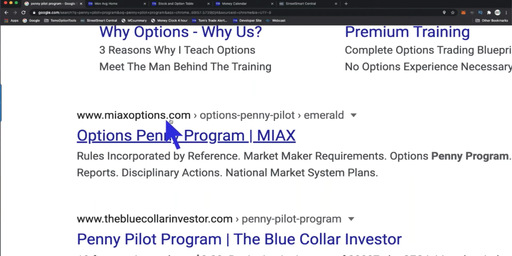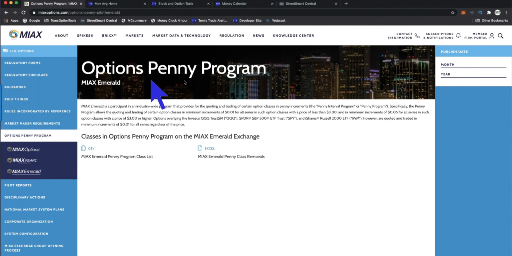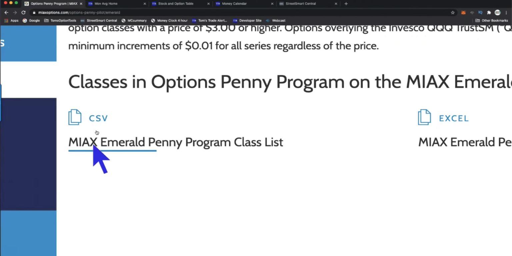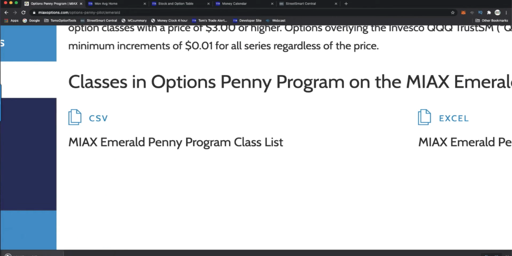Let me turn on the big mouse: meaxoptions.com. If you click on Options Penny Pilot Program like I just did, it's going to bring you to the Options Penny Program. All you have to do is come right down here where it says MEAX Emerald Penny Program Class List. You can download it in CSV or you can download it in Excel. And when you click that little thing, it's going to open up.